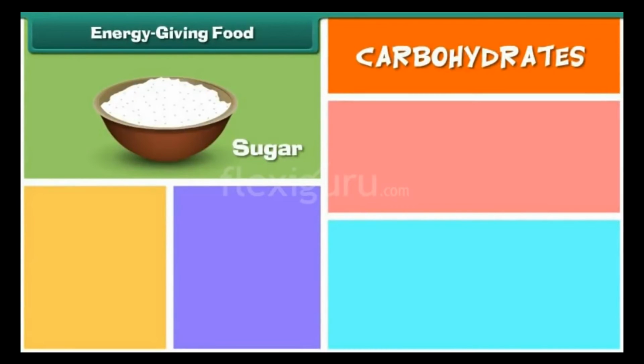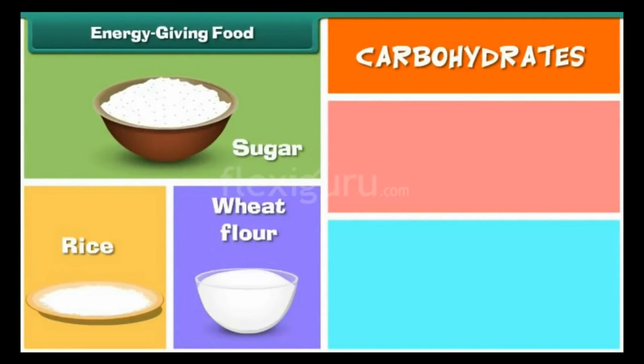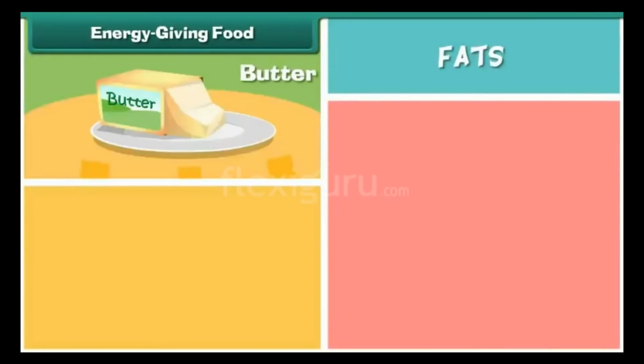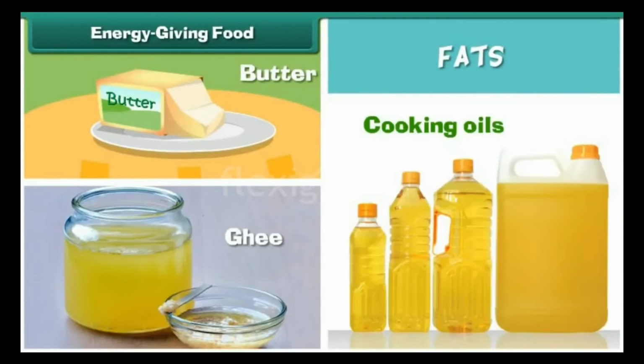Sugar and all the cereals like rice, wheat flour, maize and barley are the main sources of carbohydrates. Butter, ghee and all the cooking oils are the main sources of fats.